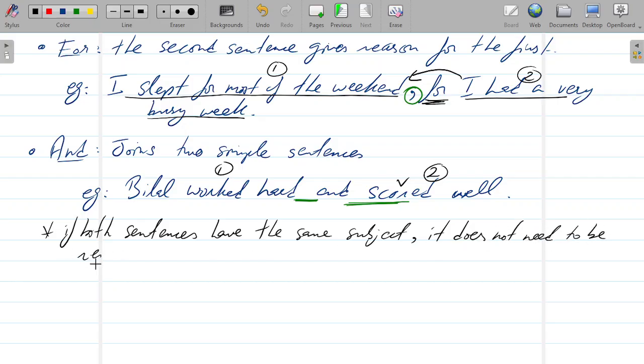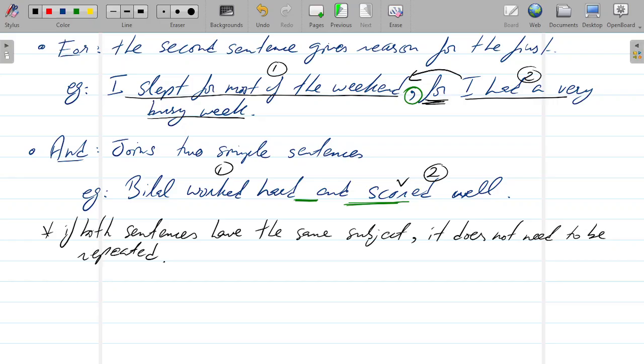So you can skip it unless, for example, by repeating it you want to give emphasis, you want to stress, or there's some other reason. For example, up here, I slept for most of the weekend, for had a very busy week. If I skip "I", it won't make sense. Who had a very busy week? Obviously I'm talking about myself. So in this case, I can't skip "I". There are some situations where you can't skip it, but in others where you can, you don't repeat it.